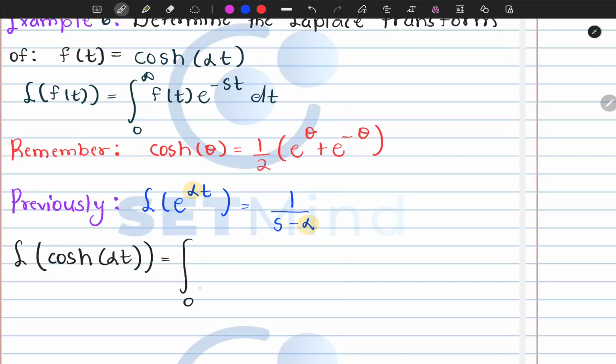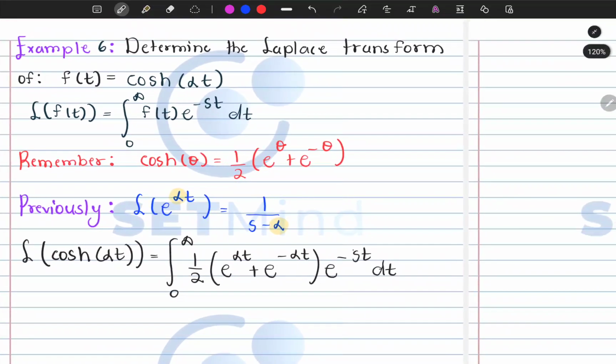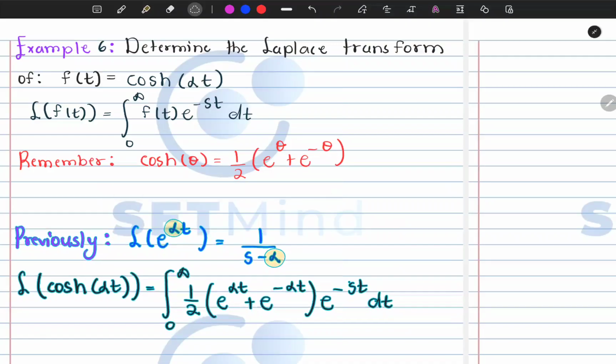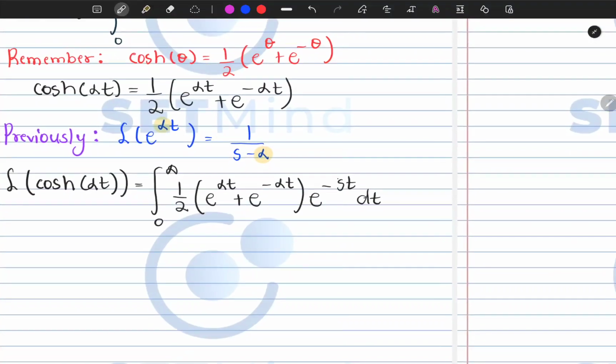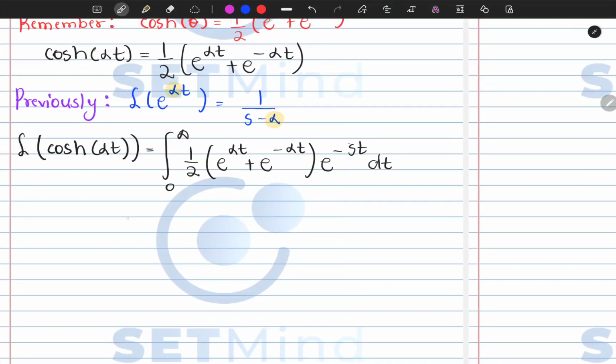this will be equal to the integral 0 to infinity. We have half of e to the power of, remember, it's cos, so we'll have alpha t plus e negative alpha t, then multiplied by e negative st dt. Okay, that is what we have. Maybe let me quickly write down this here, which is that our cos of alpha t will simply be a half into e alpha t plus e negative alpha t.